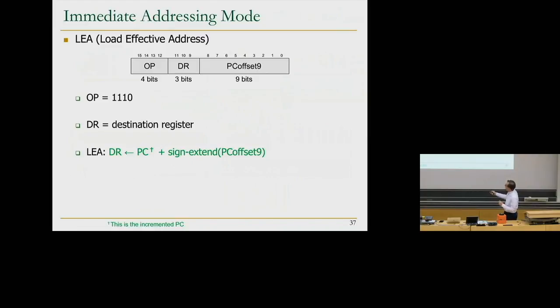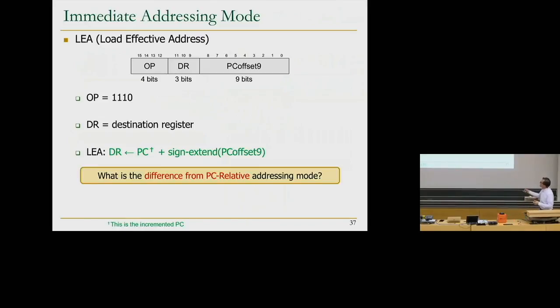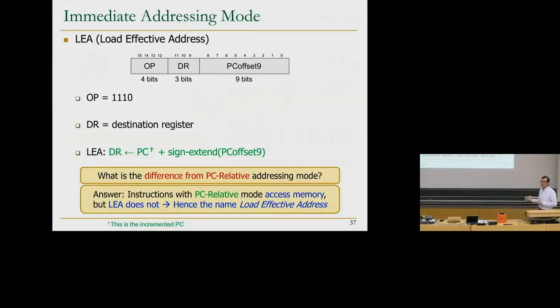You take the program counter plus 1, that's the incremented PC, sign extend this 9-bit offset, do that addition, and put that value into the destination register. So you don't go to memory in this case. You are basically creating an address based on the program counter for further use potentially. So the difference from the PC relative addressing mode is that you're not going to memory in this case.